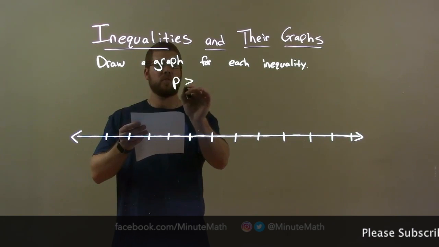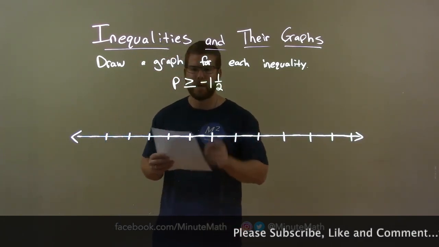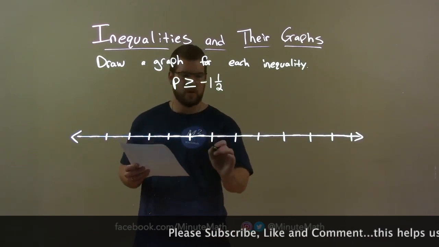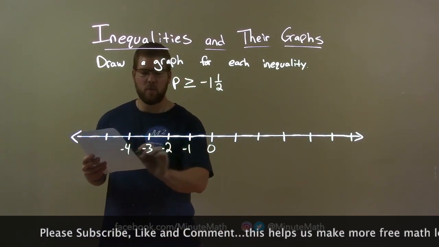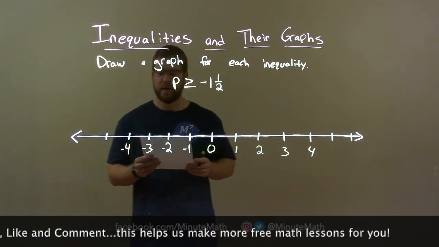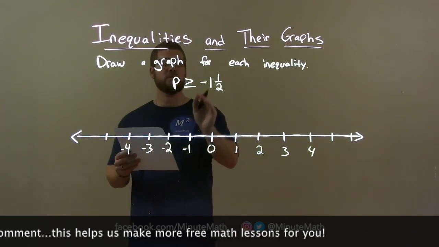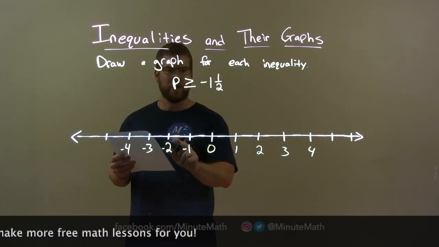p is greater than or equal to -1 and 1/2. Okay? First thing, let's go get our number line. 0, -1, -2, -3, -4, 1, 2, 3, and 4 right there. They tell us p is greater than or equal to -1 and 1/2. So -1 and 1/2 occurs right here.